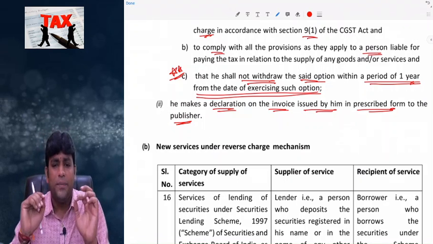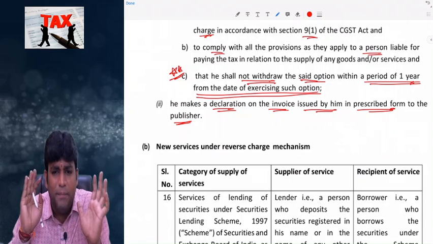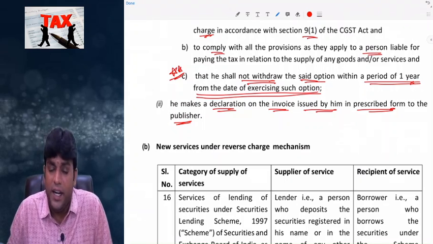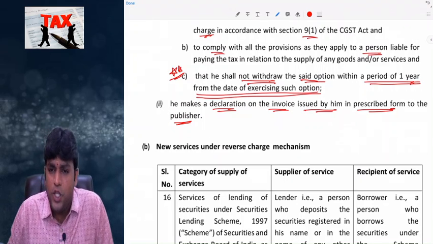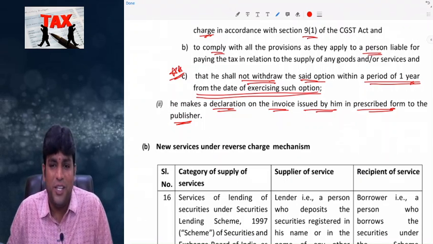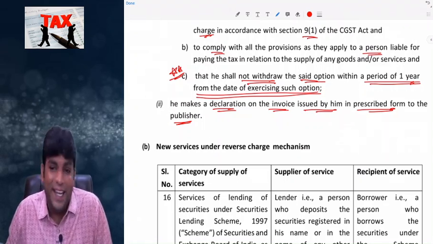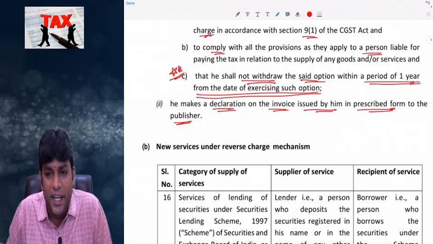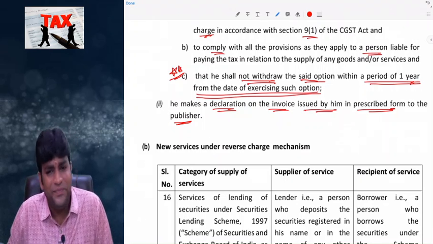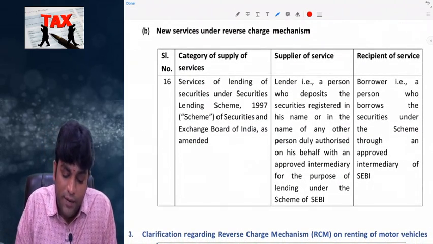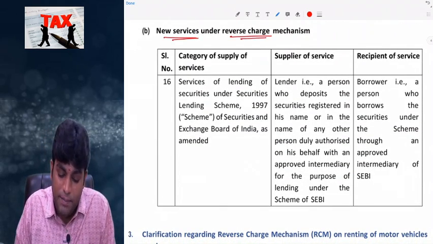So what is the small concept? In a nutshell, the bottom line is simple. That is, services by author to the publisher is generally covered under RCM, but author can choose to pay tax under forward charge. But once he exercises the option, he cannot withdraw within a span of 1 year. And he should make a declaration on the invoice. That's it.